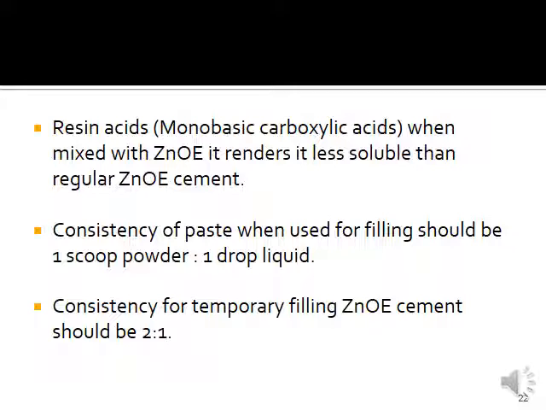Monobasic carboxylic acid, when mixed with zinc oxide eugenol, renders it less soluble than regular zinc oxide cements. Consistency of paste when used for filling should be 1 scoop powder to 1 drop liquid. Consistency for the temporary filling zinc oxide eugenol cement should be 2 to 1.